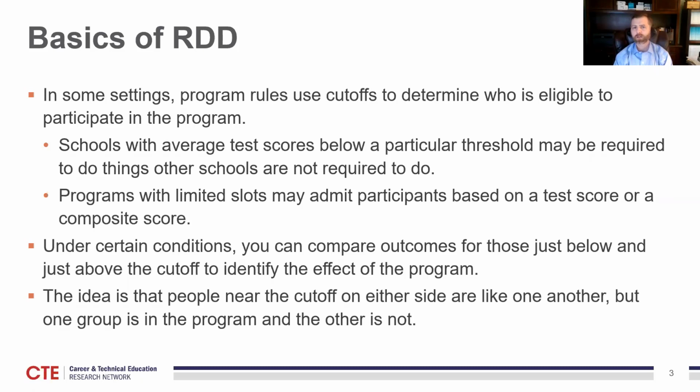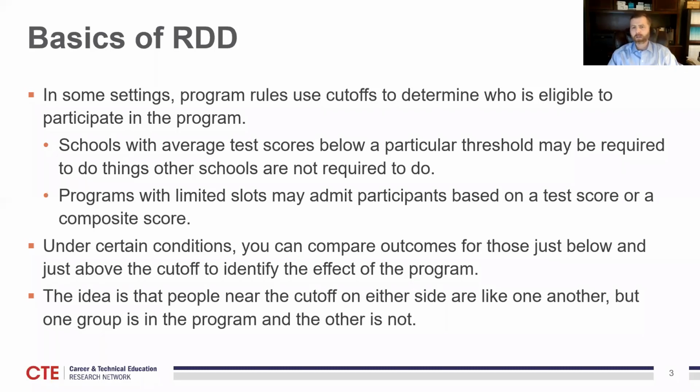The second bullet here is analogous to the scenario in Sean's paper, where programs that have a limited number of slots available and excess demand might have an application process where individuals have to take a test, or submit an application that gets scored somehow, and then those scores are used to determine who is offered a spot in the program. So if you're interested in learning about the effect of a program that operates this way on an outcome that you care about, as long as certain conditions hold, you can compare the outcomes for individuals who have scores just above the cutoff, which would place them in the group that's eligible to participate, to individuals who have scores just below the cutoff. And the difference in outcomes for those two groups can tell you the effect of the program on that outcome.